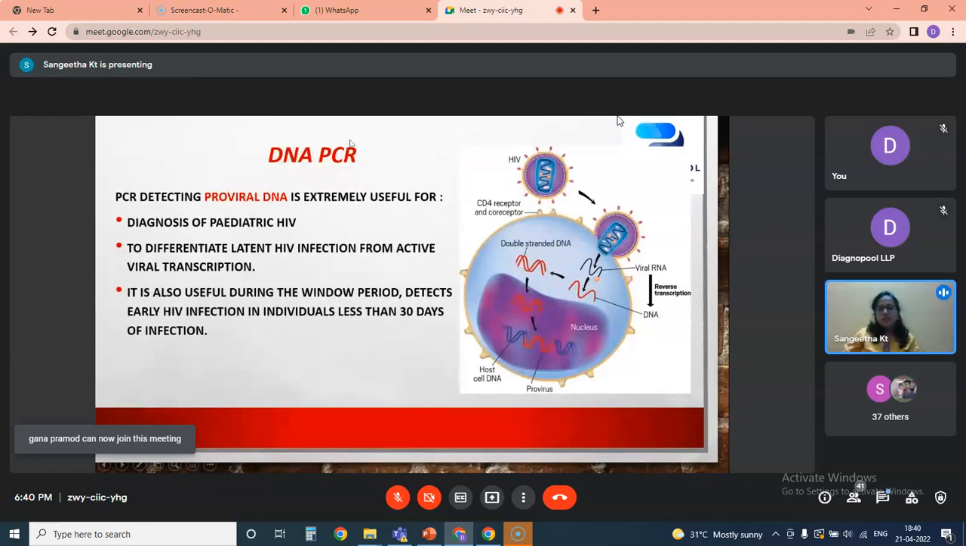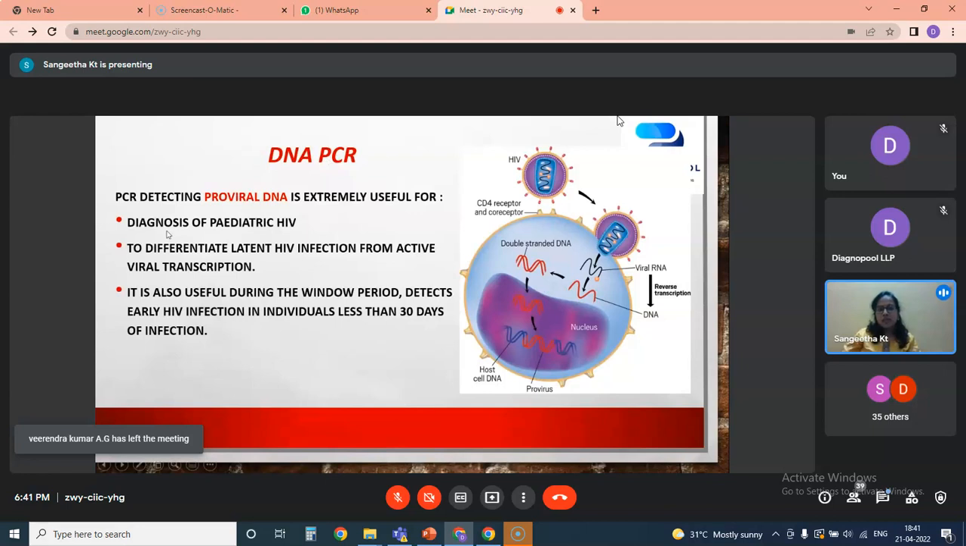Now the next one is the DNA PCR. As I mentioned, it is an RNA virus, so you may be wondering why you are doing a DNA PCR. PCR detecting the proviral DNA is extremely useful. I mentioned earlier that the RNA gets transformed mainly because of the reverse transcriptase enzyme present in the HIV virus. It gets transformed to DNA. The DNA gets integrated with the cell nucleus, and this is known as a provirus. So this proviral DNA can be detected by using DNA PCR methods.